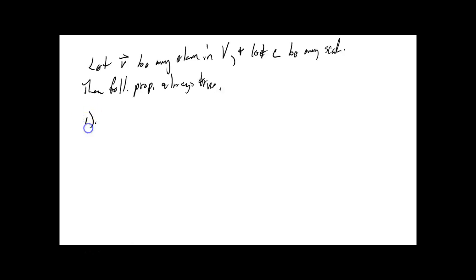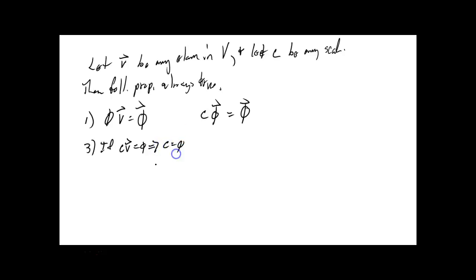Okay? These four. 0 times V is equal to 0. We've had that before. Why are we doing it again? I don't know. C times 0, the vector 0, is still the vector 0. Okay? We've had that one before. Number 3. If CV is equal to 0, then it must be that either C is equal to 0 or V is equal to the 0 vector, whatever size that needs to be.